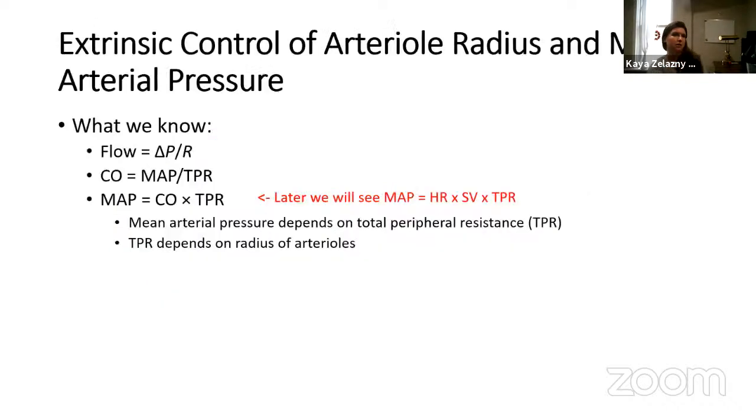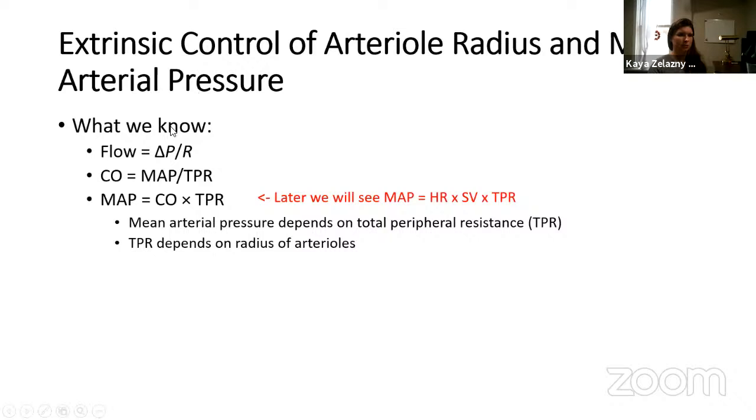Okay. So now we're moving to extrinsic control, which means we're going to start thinking about our nervous system, basically, nerves and hormones. So extrinsic control of arterial radius means we're thinking about not little local factors right next to the arteriole, thinking about factors that are coming from somewhere distant.